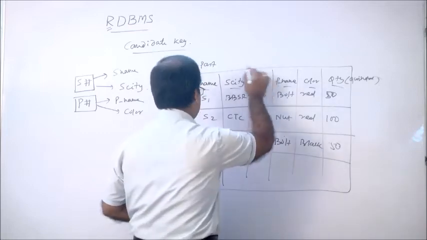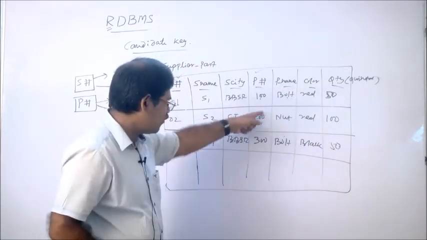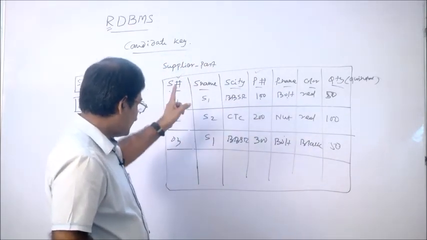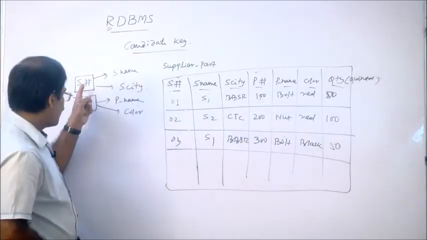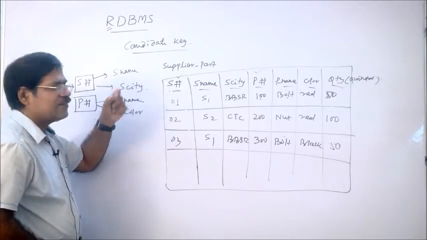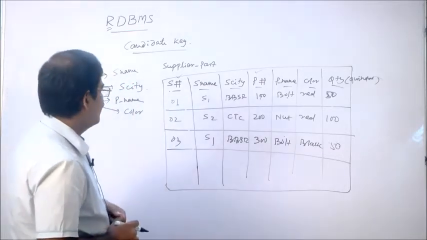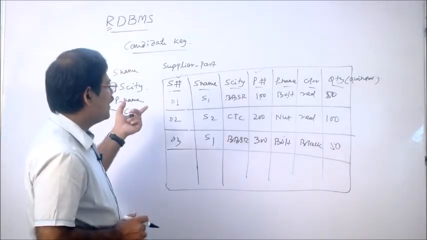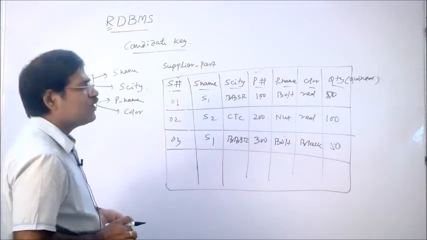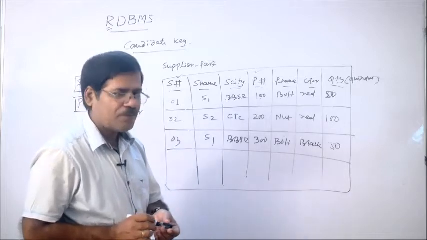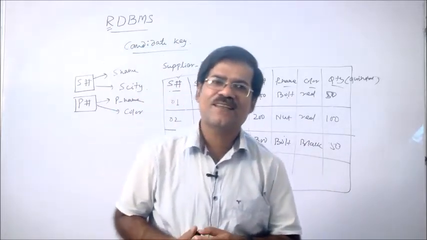This is one key, this is another key also. This is not duplicate, this is not duplicate. This is not null, this is also not null. So from S number, the S name and S city you can easily determine. From P number, the part number, easily part name and color will be retrieved. But quantity, supplier quantity has no meaning.